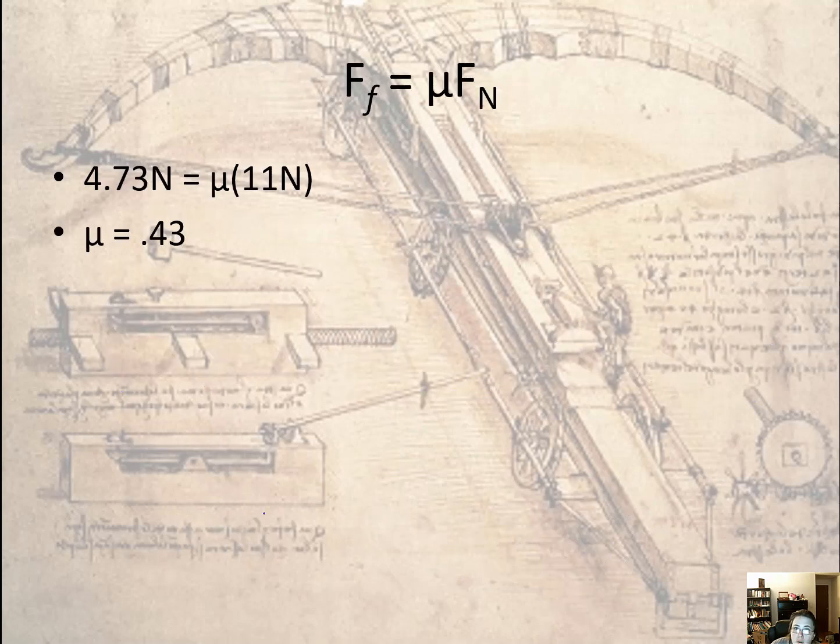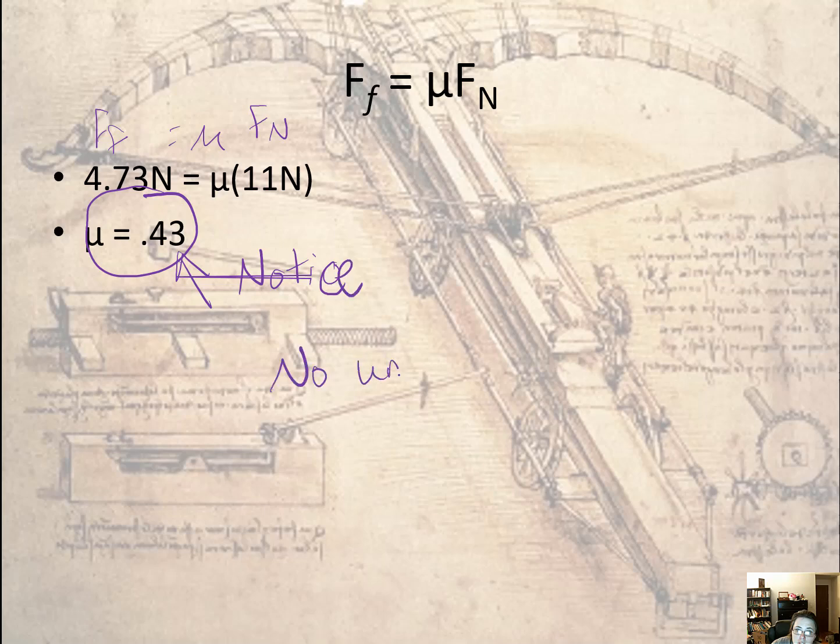Right? So the force due to friction is equal to mu Fn. This is in the reference table. We have the force due to friction from the previous problem, and it's equal to mu times the normal force. So we just plug it in and we get 0.43. Notice there are no units on mu.